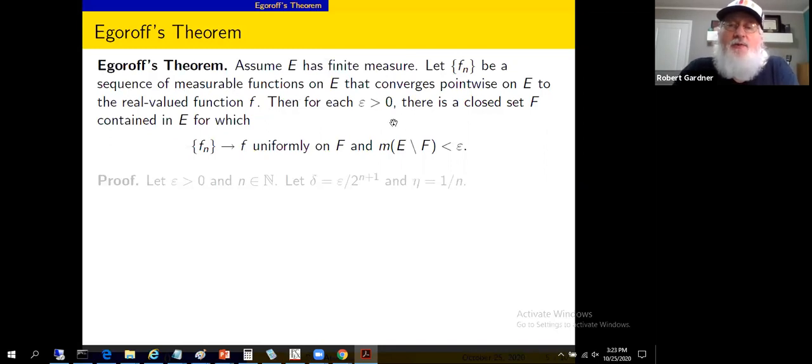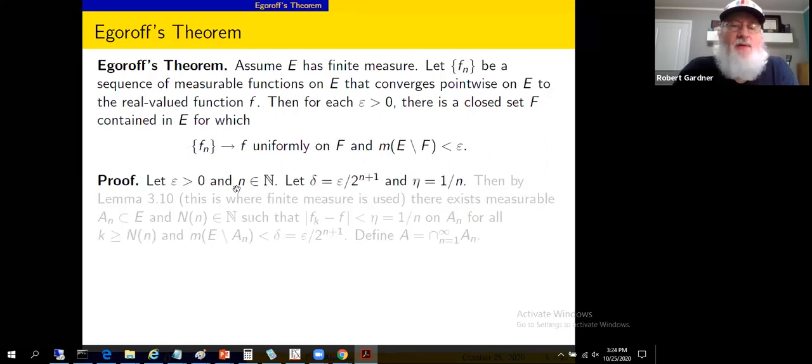Then for each epsilon greater than 0, there's a closed set, capital F, contained in E for which f sub n converges to f uniformly on capital F, and the measure of E set minus capital F is less than epsilon. This differs from the lemma in that now we've got a closed set F that we're throwing away. In the lemma, we had a measurable set that we're throwing away. I guess also we didn't state it in terms of uniform convergence, but there was some uniform convergence in that lemma also. Okay, so let epsilon be greater than 0.